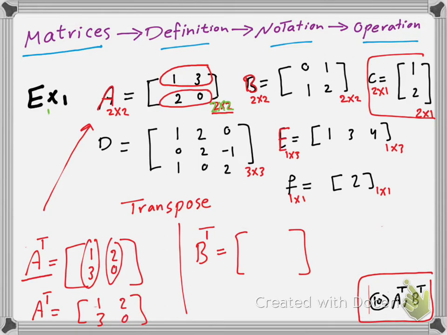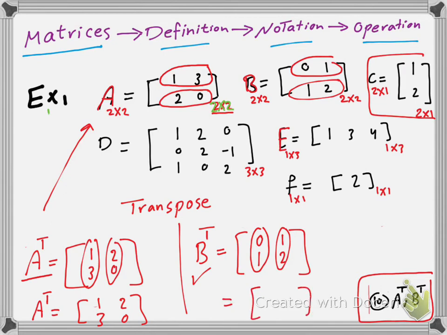Again, I would like here to compute the transpose of matrix B. That means I will go to matrix B and take the first row, but I will convert it to a column. Then it will become 0 and 1. And the second row, which is 1 and 2, here it will be a column, then 1 and 2. Then the transpose of matrix B will become 0, 1 and 1, 2.